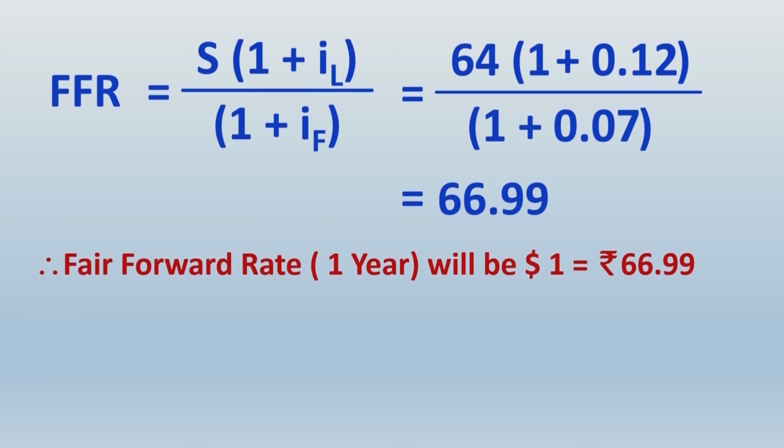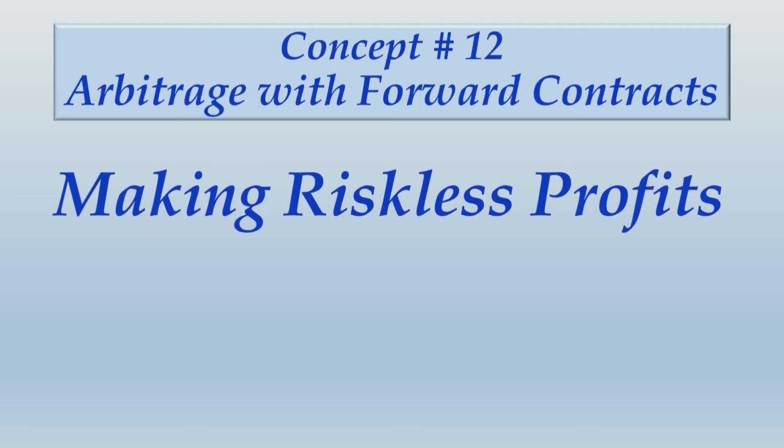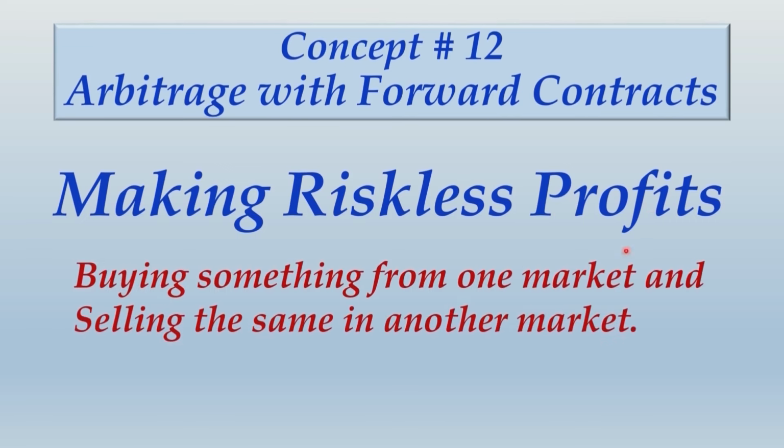Alright friends, let us move ahead and take up the next upcoming concept, that is concept number 12, arbitrage with forward contracts. And the moment you find this heading, the meaning of arbitrage in simplest words would be making riskless profit. That means making profit without taking any risk. And how is it done? It is done by buying something from one market and selling the same in another market.